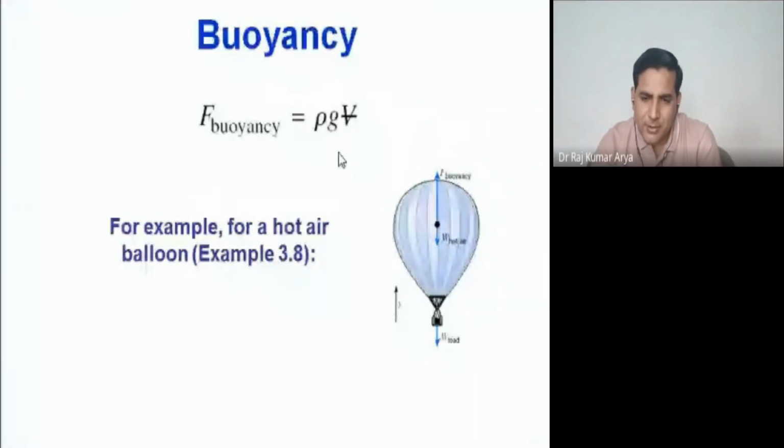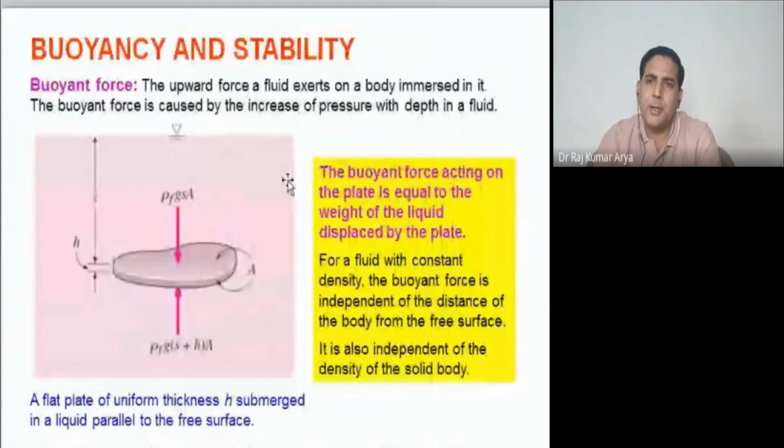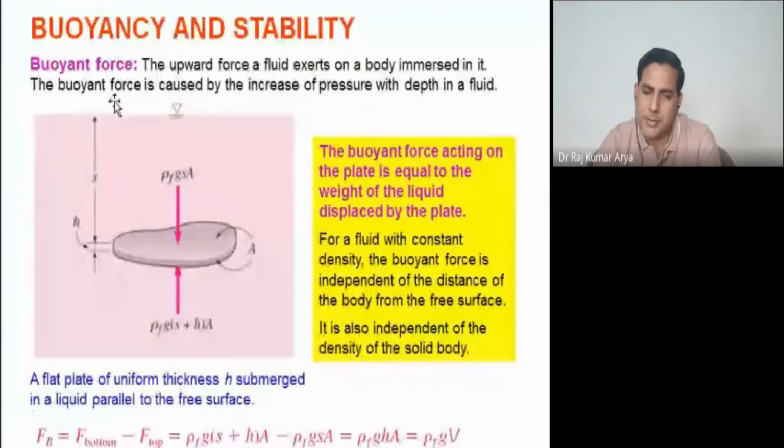So that is one thing. Now another thing is called buoyancy and stability: how could we have the stable thing, that is, how much buoyancy can be controlled. So in that particular part, you have buoyancy stability.